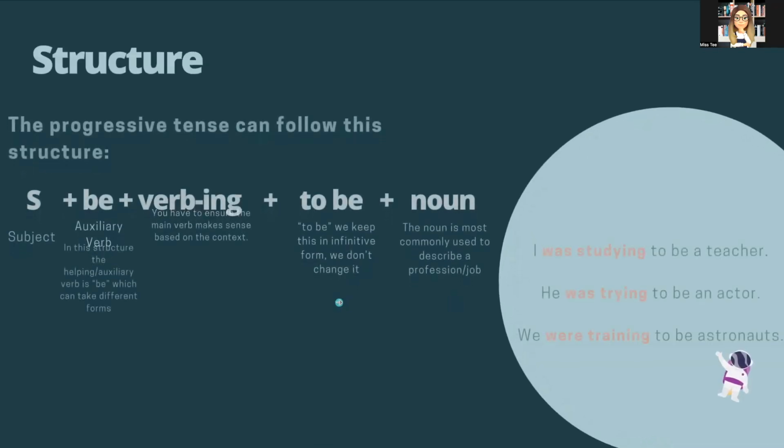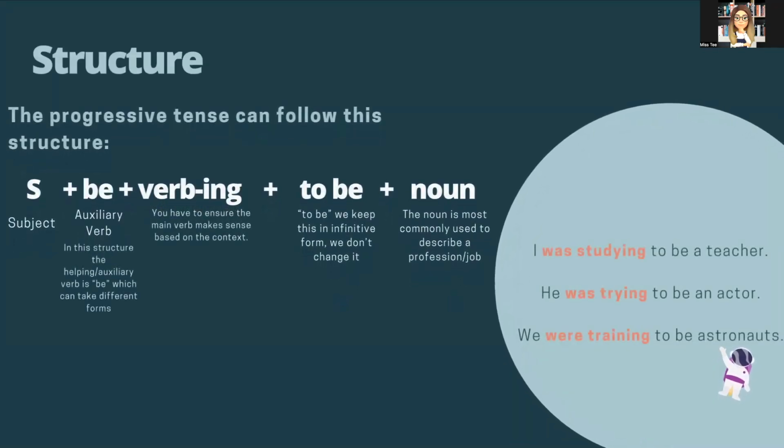And here's another structure that we use in the progressive tense. So the progressive tense can follow the structure subject plus the form of be. And of course, we know that this will be was or were, depending on whether the subject is singular or plural. Then we have a main verb, ing. Now, in this case, you can only use certain verbs. And the verbs, there's not a specific list of what you can and can't use because it just depends on context or the situation. Then we have the form of be, and it always stays in this form.